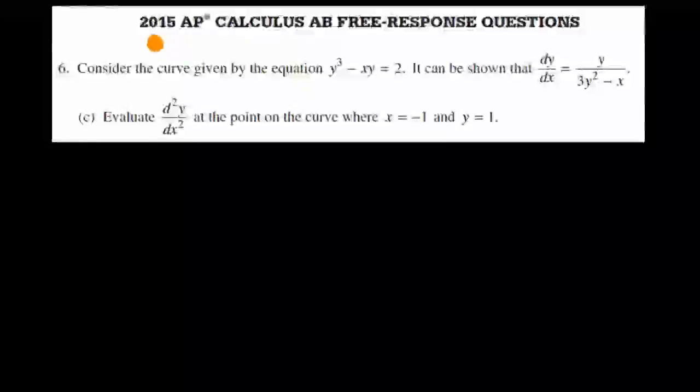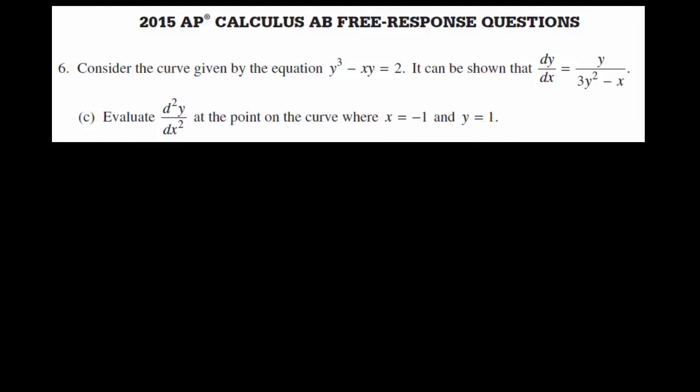So we have a question here from the 2015 AP Calculus AB test, and it says, consider the curve given by the equation y cubed minus xy is equal to 2. It can be shown that the first derivative of y with respect to x is equal to that, so they solved that for us. And then part C of it, I skipped parts A and B for the sake of this video: evaluate the second derivative of y with respect to x at the point on the curve where x equals -1 and y is equal to 1. So pause this video and see if you can do that.